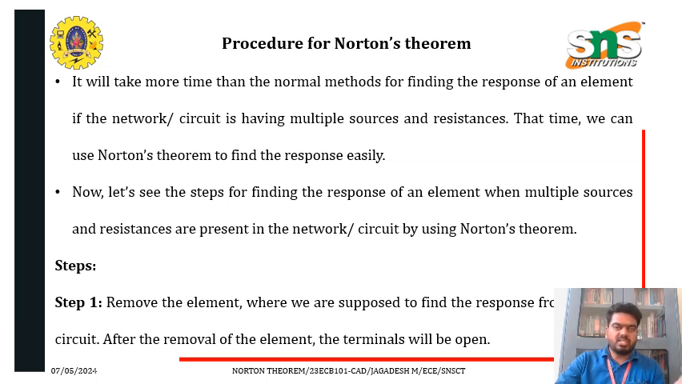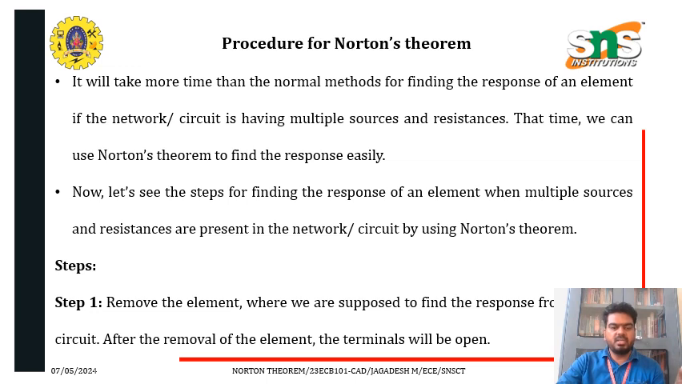As with the Thevenin theorem we discussed in the previous video lecture, which converts any complex network into a voltage source in series with a resistance, here the only difference is that instead of a voltage source we are finding the current value and a parallel resistance. There it was a series resistance; here we are going to find the parallel resistance. So now let's see the steps for finding the response of an element when multiple sources and resistances are present in the network or circuit using Norton theorem.